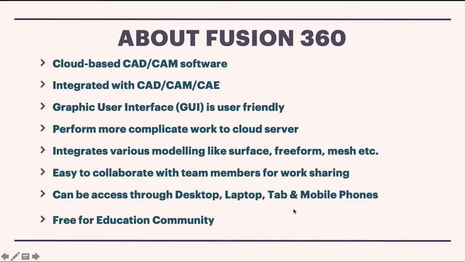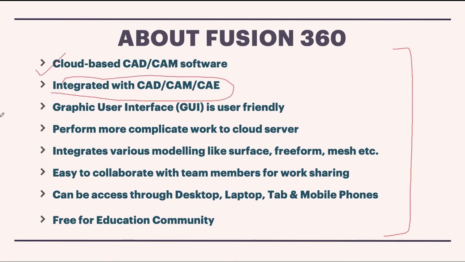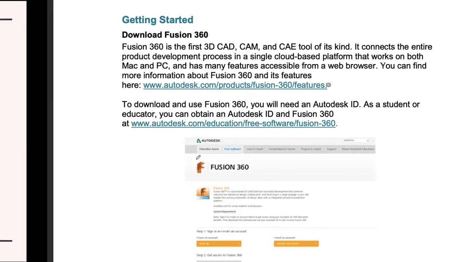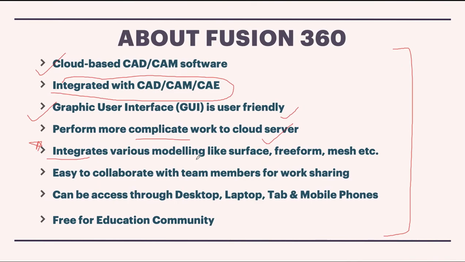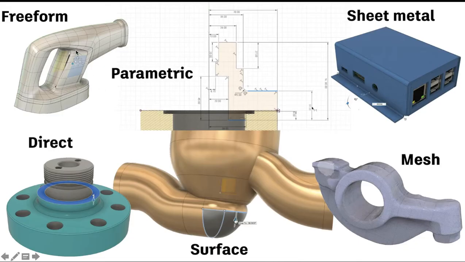So let's summarize some of the important points about Fusion 360. As we have already discussed, it is a cloud-based CAD/CAM software. It provides integration with CAD/CAM and CAE, and its graphic user interface is very user-friendly. It can perform more complicated work on cloud servers, and this point is important, it provides integration between various modeling types: freeform, parametric, sheet metal, direct, surface, and mesh.